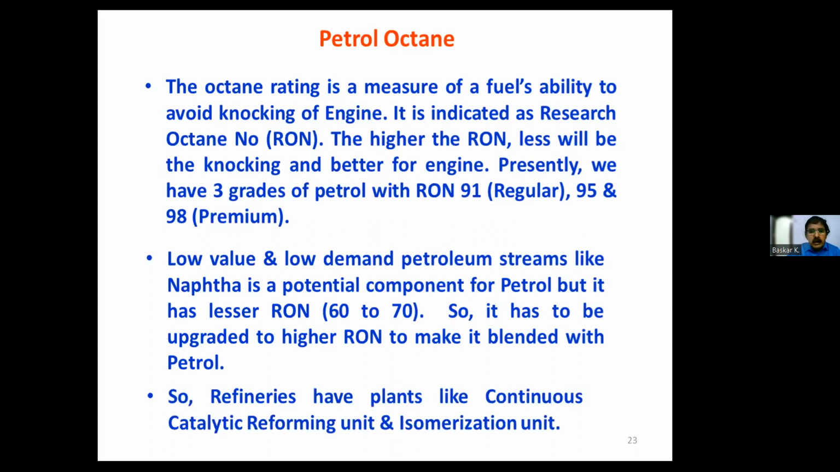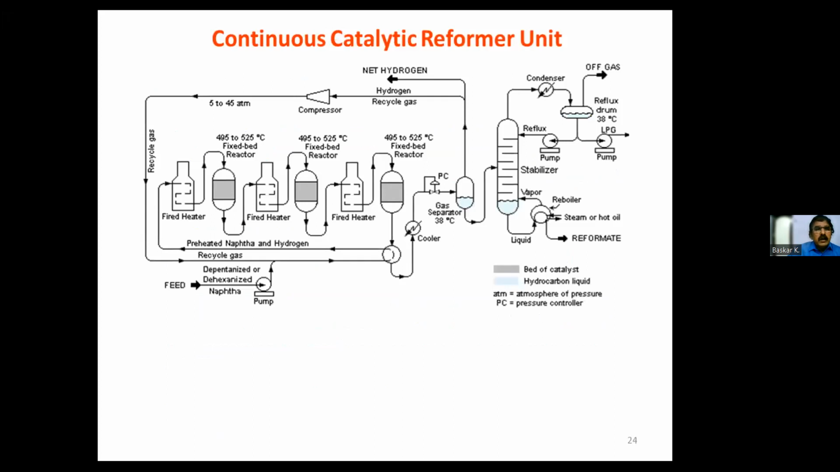So refineries have plants like the continuous catalytic reforming unit and the isomerisation unit. These units are mainly catering to convert naphtha into petrol. So I will quickly go through this slide. We have a system where feed is taken in, and we have 3 reactors, one after another, maintained at different temperatures. And you can see the gas separator, where again, similar to before, hydrogen is also involved.